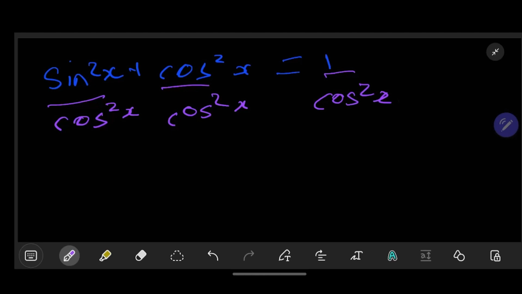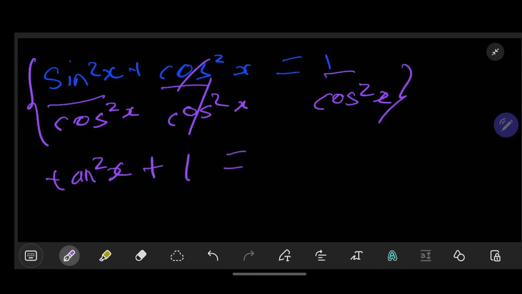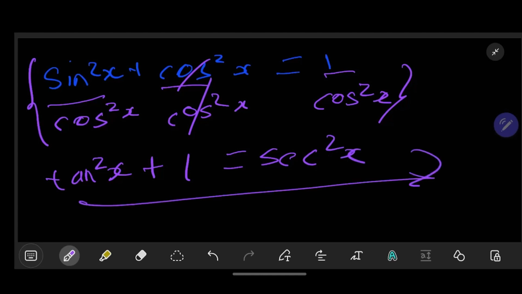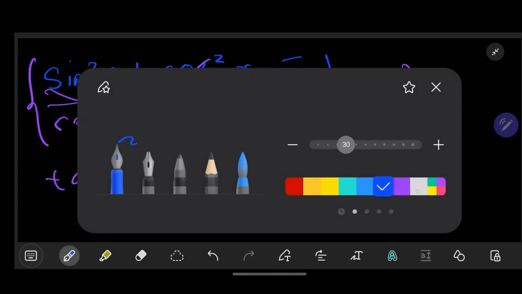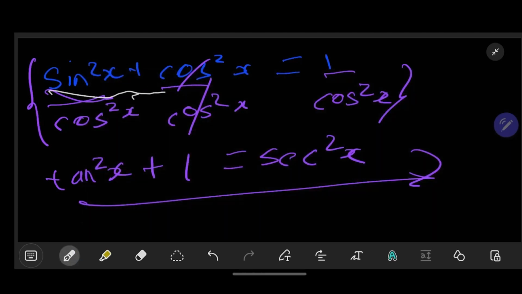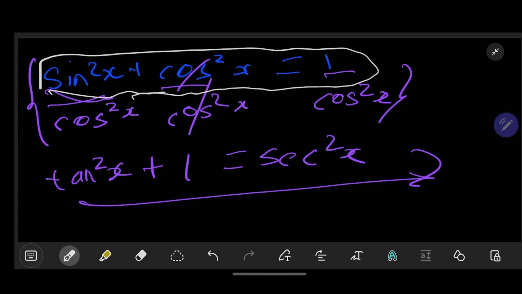Okay, this is sine over cos, which is tan squared of x, plus, these will cancel, so that's 1, and this is the inverse of cos, so we're going to call it sec squared x. Okay, so it's quite simple how we can take the basic trig identity of sine squared of x plus cos squared of x equals 1, and derive the other trig functions from it.